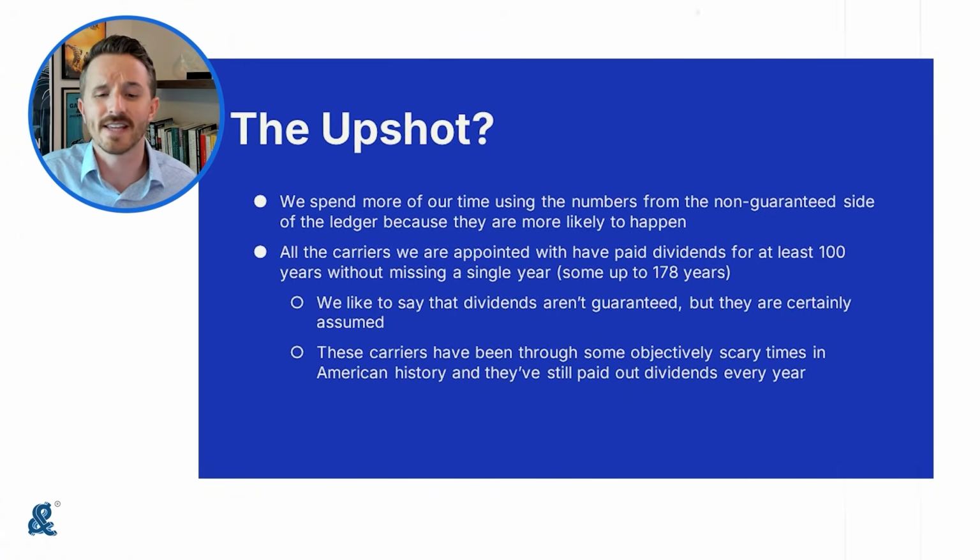And these carriers, they have been through some objectively scary times in American history, and they've still paid out dividends every year. Some of these are old enough that they've been through the Civil War. They've been through World War I. They've been through the Great Depression, World War II. They've been through the Cold War. They've been through Vietnam, the dot-com bust. They've been through COVID-19. They've been through some scary times. Like when Hitler was in his blitzkrieg in Europe, possibly going to take over the world, all of the carriers that we work with still paid out dividends that year. And once again, objectively scary times in human history.